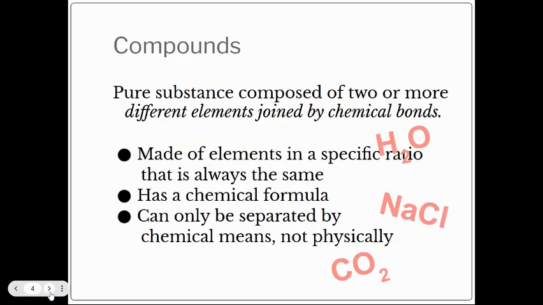Compounds are pure substances composed of two or more different elements joined by chemical bonds. They have a specific ratio that's going to always be the same. They're represented by chemical formulas. So here are three examples: H2O, NaCl, and CO2. That's water, pure water, table salt, and carbon dioxide. Compounds can only be separated by chemical means. So in order for them to be separated, a chemical reaction has to occur, which gives you different products as an output.